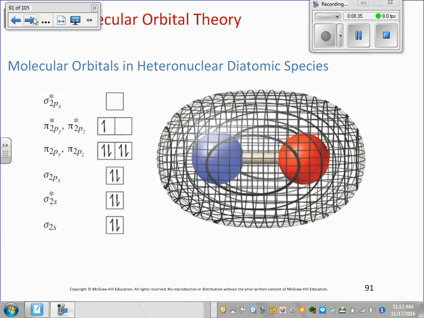Let's look at the bond order. 2 in the sigma 2s, 2 in the sigma 2px, that's 4. And in the pi, 6, 8. 8 in the bonding. The anti-bonding has 3. So 8 minus 3 is 5. 5 divided by 2 is 2.5. So it has a bond order of 2.5. That's perfectly all right. Is it paramagnetic or diamagnetic?